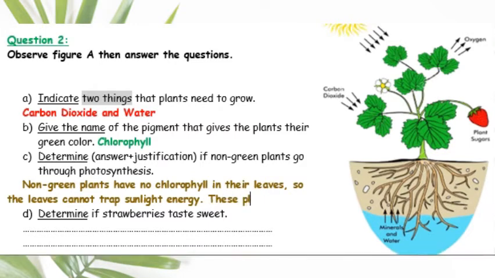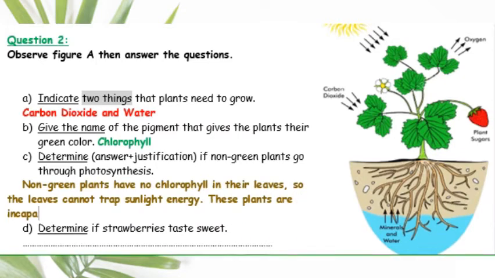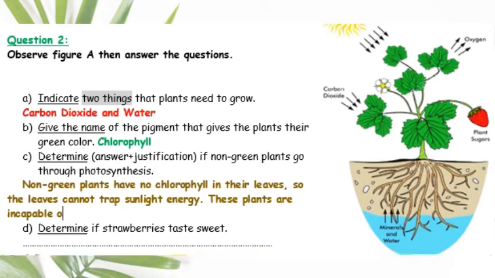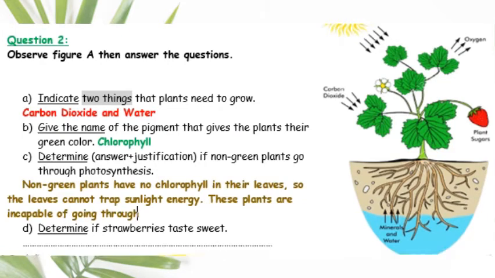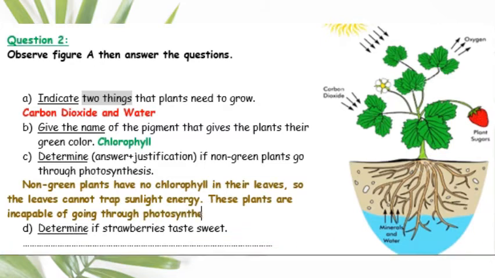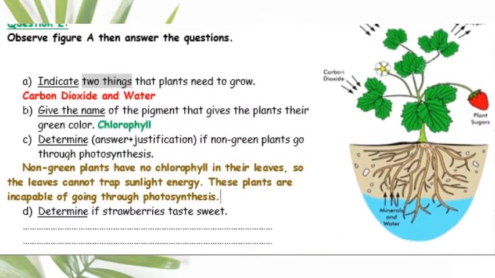So non-green plants have no chlorophyll in their leaves, so the leaves cannot take the sunlight energy. These plants are incapable of going through photosynthesis. To go through photosynthesis, plants need sunlight energy, and these plants do not have chlorophyll to catch it. Determine again, you have to explain why.